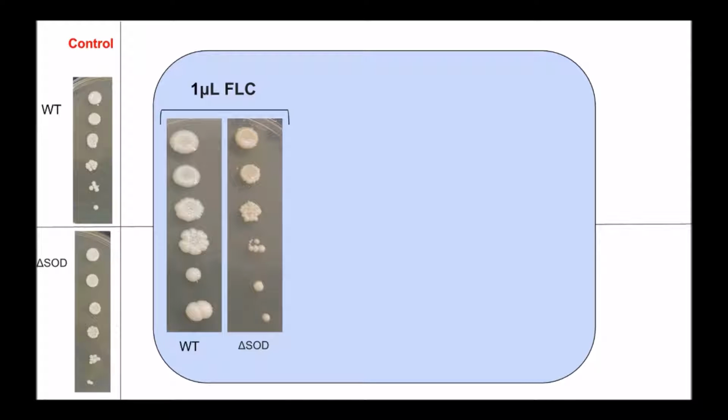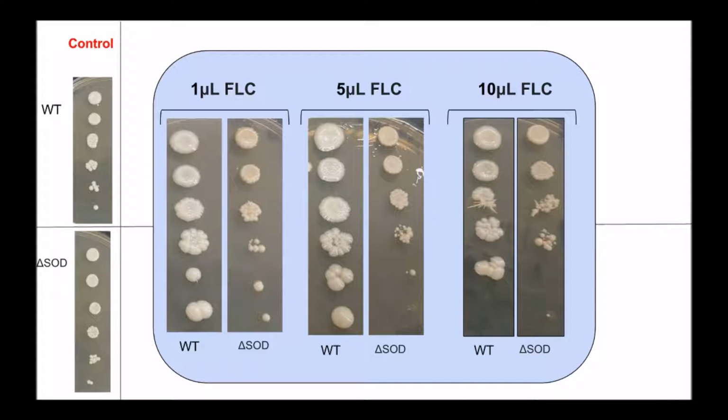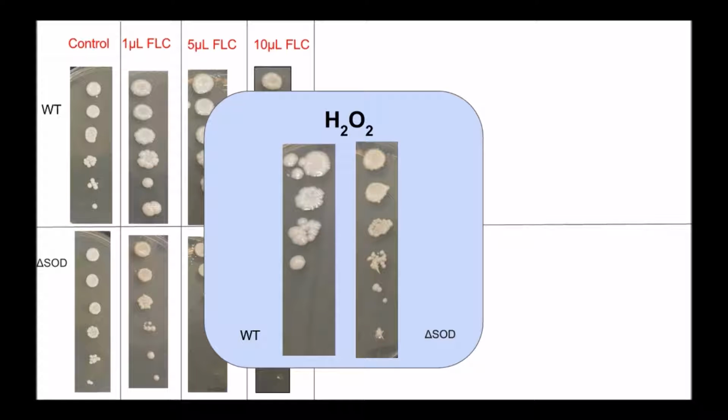We grew Saccharomyces cerevisiae on agar treated with fluconazole at concentrations of 1, 5, and 10 micrograms per milliliter. Fluconazole has minimal impact on the growth of wild type, however the growth of the mutant decreases in proportion to the concentration of fluconazole. Next, we tested how the wild type and mutant reacted to hydrogen peroxide by itself. Treatment with hydrogen peroxide seemed to have a dose-dependent effect, with higher concentrations favoring the growth of the SOD1 deletion mutant over the wild type.